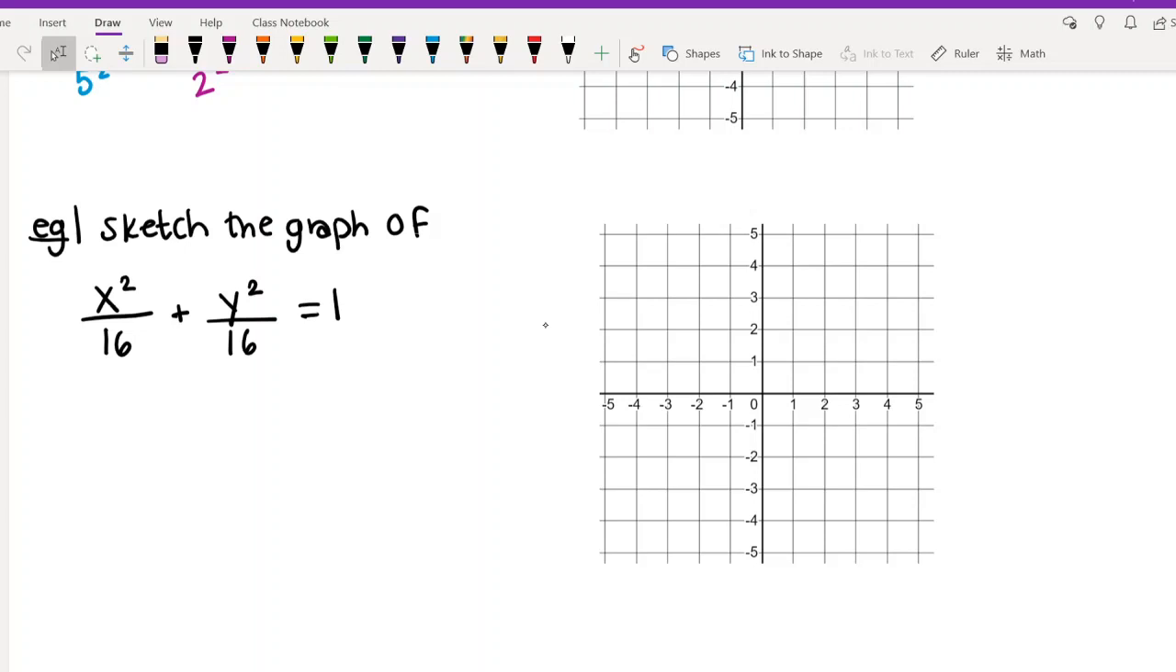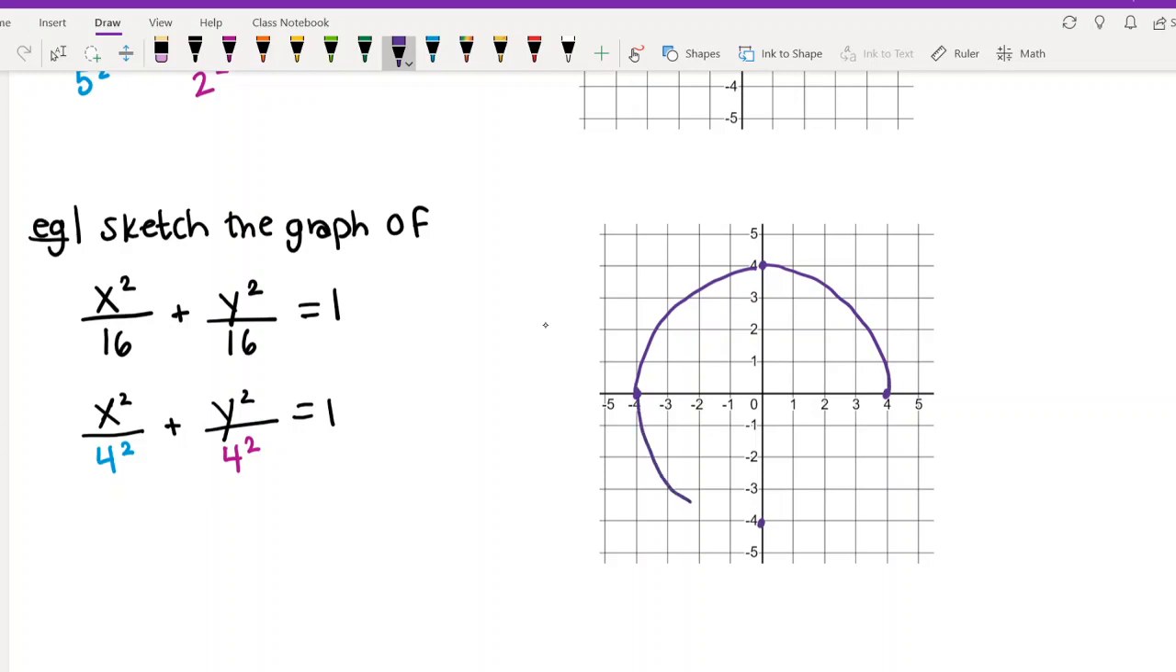Well, this one, we have the same denominator for both of them. So you could totally interpret this as an ellipse and just do it exactly like we did the last ones and say, okay, well, that means I have 4 squared here, and then I also have 4 squared here. And so that tells me that my ellipse is going to go out a distance of 4, and then also up and down a distance of 4. And it's going to look something like this.